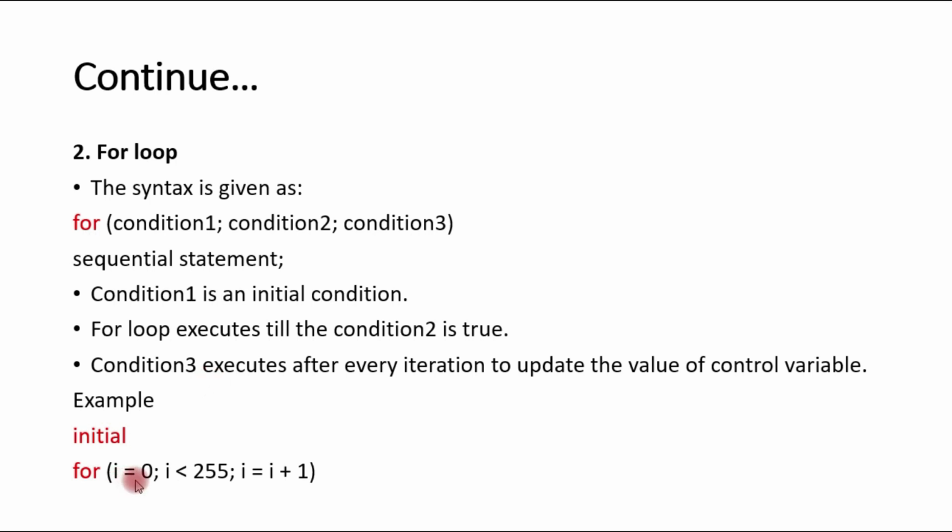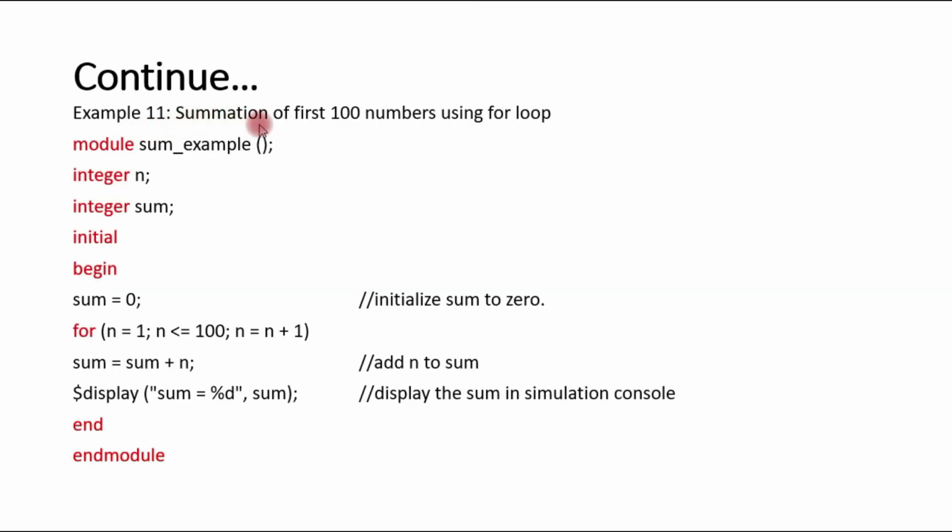Here an example is given. One variable we have taken, I equal to 0, that is the initial value of I, and expression or condition is given here for variable I, that is less than 255. Then iteration controlling parameter, that is I equal to I plus 1. I will be incremented after each iteration. The same example is designed using the for loop.